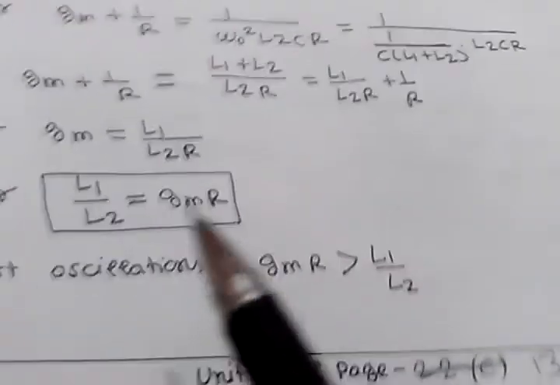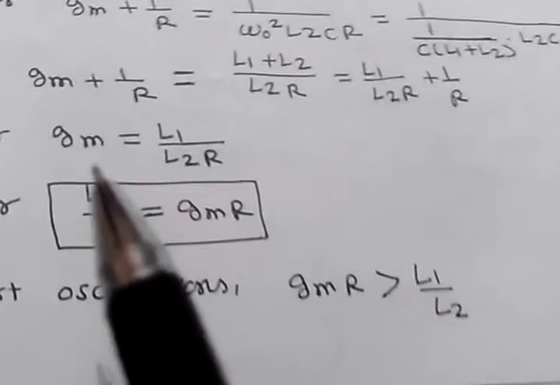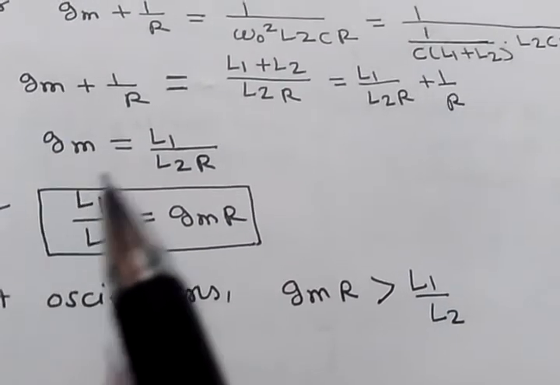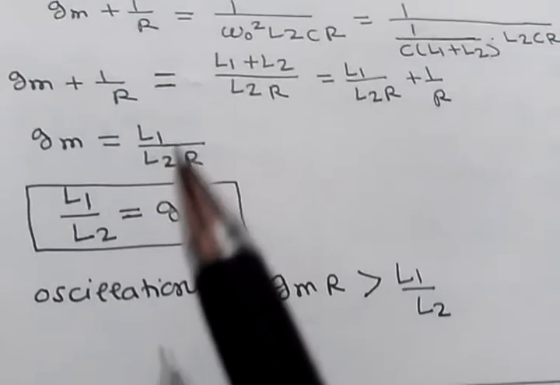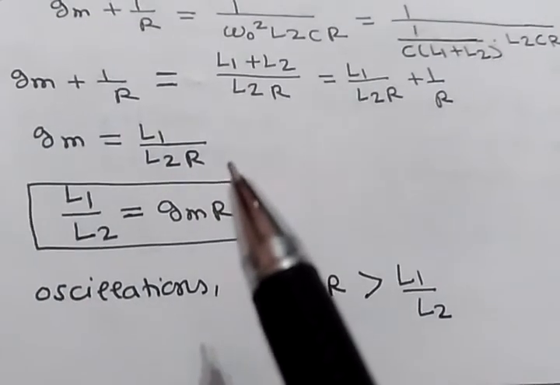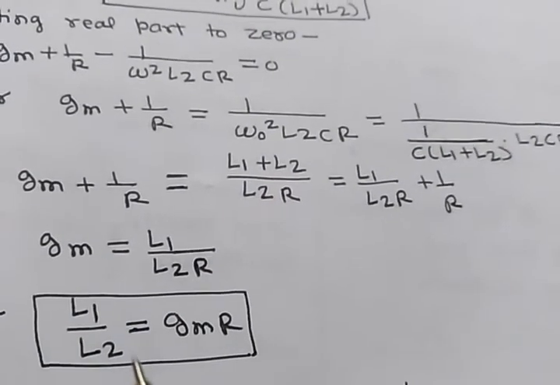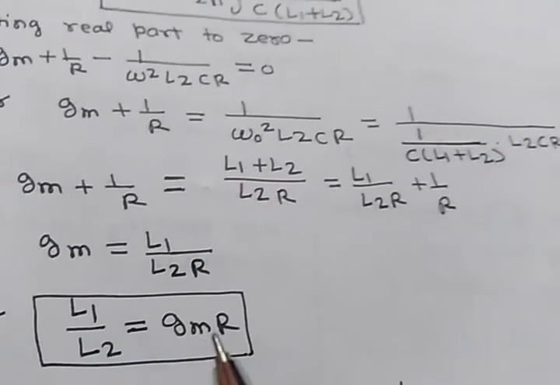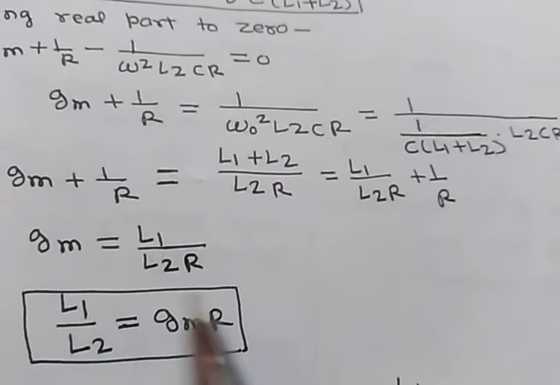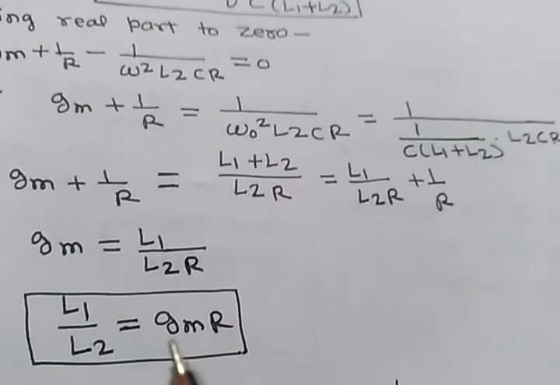Simplify. On simplification, we will get Gm equals L1 upon L2R. In this way, we can write L1 upon L2 equals GmR. This is the condition for sustained oscillation.